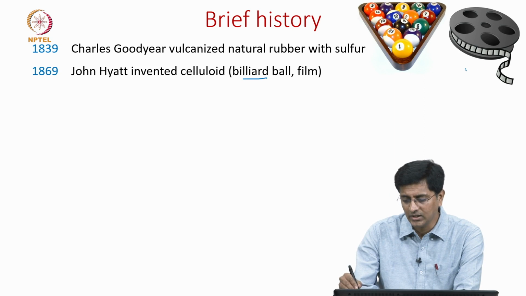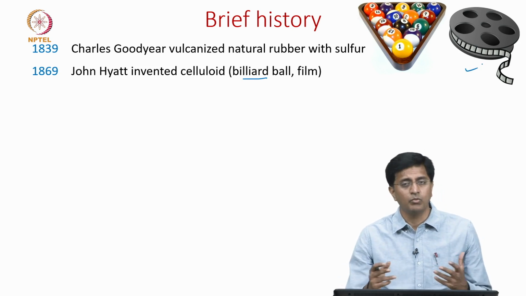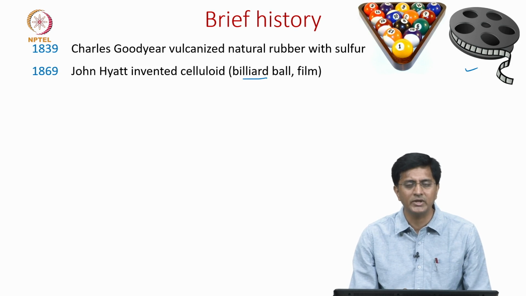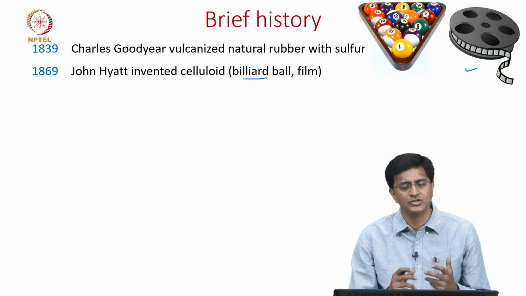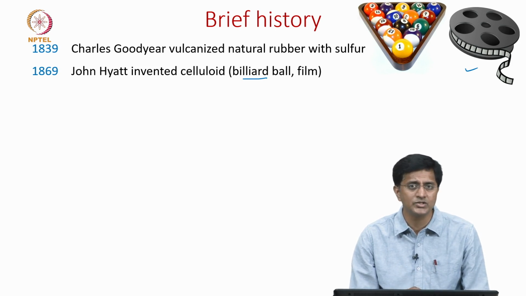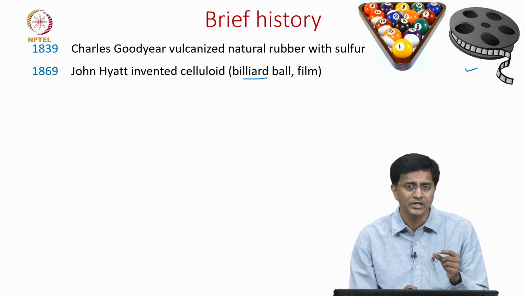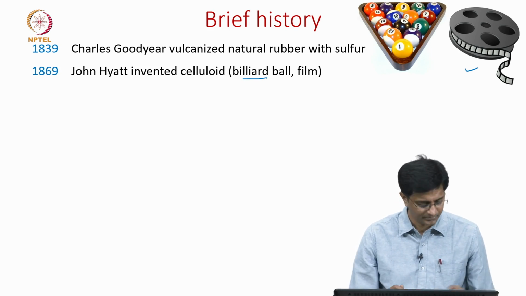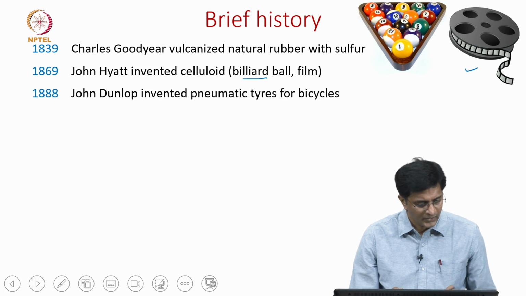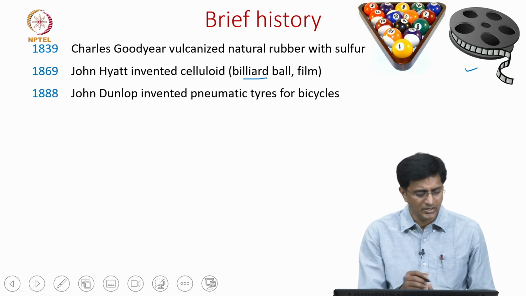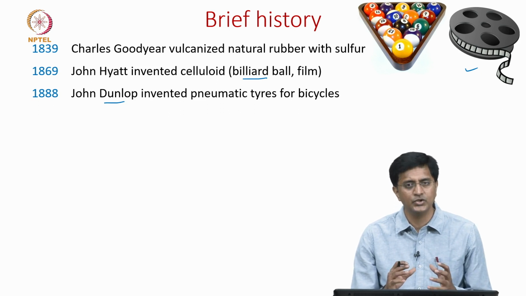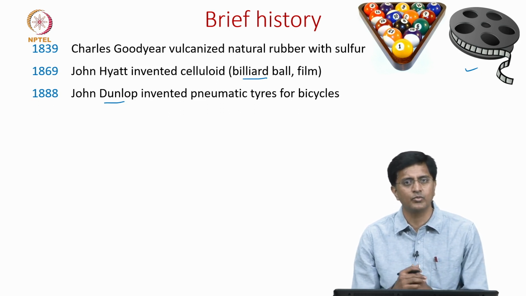So, as you can see here, movies are sometimes called celluloid because that is the name of the material with which the film is made. But there are other applications also, including these table tennis balls, which until recently have been made with celluloid. Later in 1888 John Dunlop invented these pneumatic tires, which were initially used for bicycles and later for automotives as well.